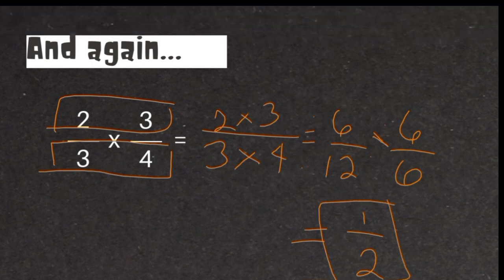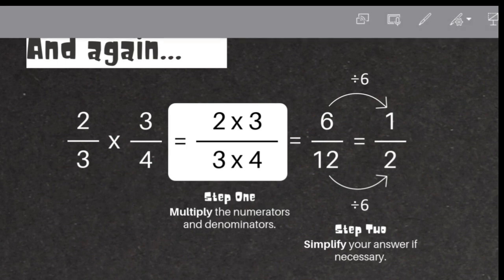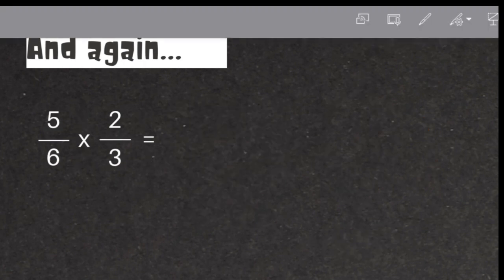So that is our final answer. And again, if you didn't understand my handwriting here, 2 times 3 is 6, 3 times 4 is 12. If you simplify it by dividing by 6, then our answer will be 1/2. So last example for multiplication: 5 over 6 times 2 over 3.